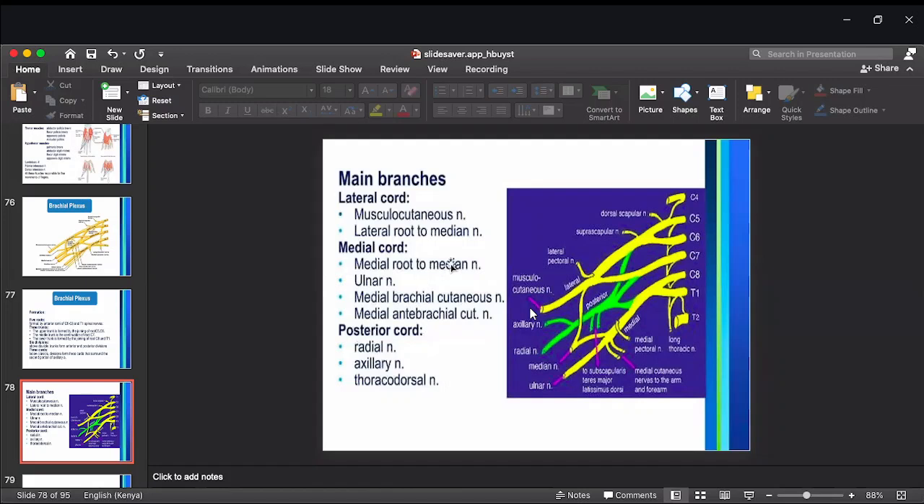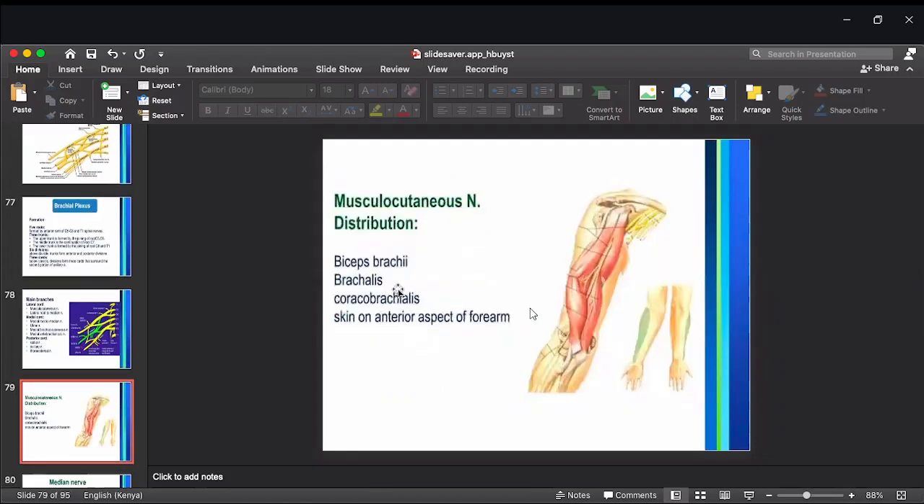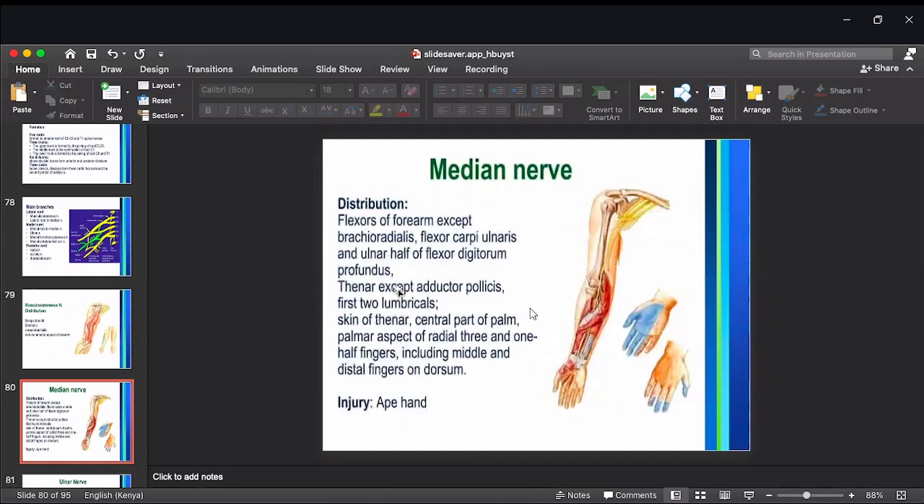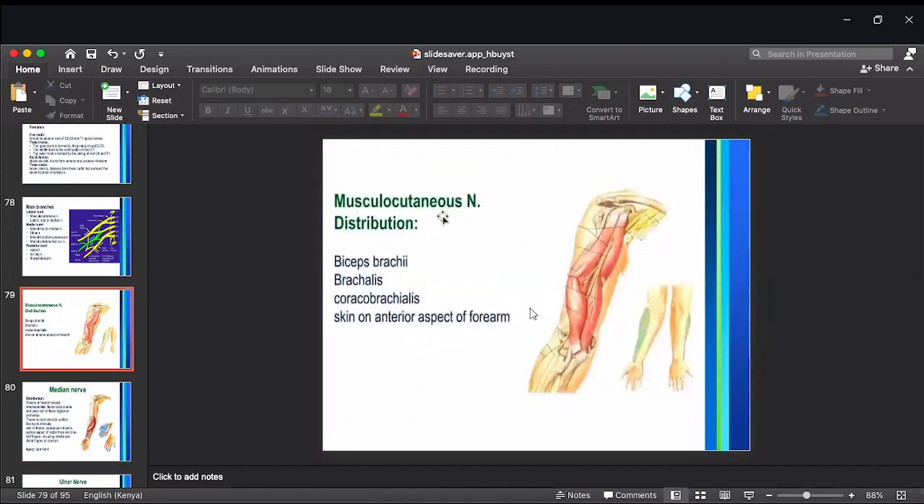So they can ask you: the following branches come from the medial cord, except, and give you the medial root of the median, ulnar, medial cutaneous nerve, and then the radial nerve. That one you must know. So these are the courses of various nerves of the upper limb. For example, the musculocutaneous nerve distribution, we can start with that. It supplies the biceps brachii, brachialis, and coracobrachialis.